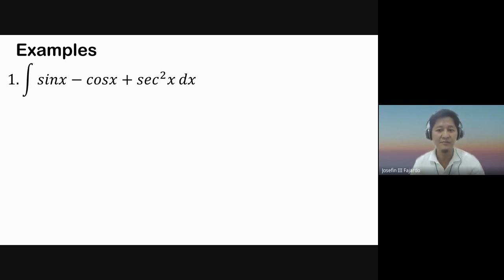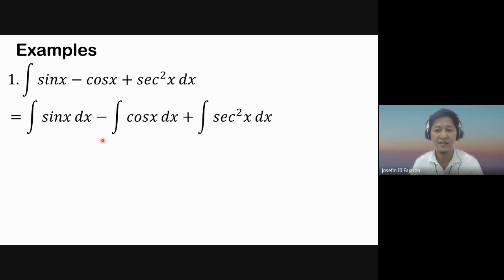Okay, next is we have this. How do we get the integral of this? So this is just a difference and a sum. So we can automatically get the integral of this separately, di ba? So we can write it in this manner. And then the integral of sine x is just negative cosine x. Cosine x is sine x. Sine x negative cosine x. Cosine x, the integral of that is positive sine x. And secant squared x is tangent x.